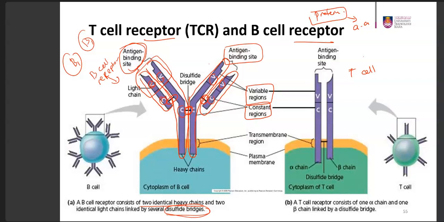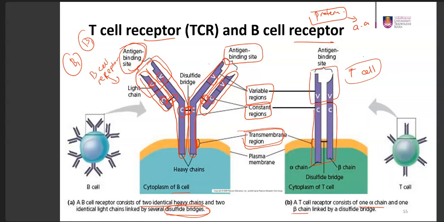And then the receptor has the transmembrane region. This is the region that penetrates through the plasma membrane of the B cell. So the region that passes through the plasma membrane, we call the transmembrane region. Okay, so this is the B cell. The same goes for the T cell, except the T cell has only two chains: one alpha chain and one beta chain. It also has a constant region, so from one T cell to another T cell, the amino acid sequence will be the same, but the variable region will be different.